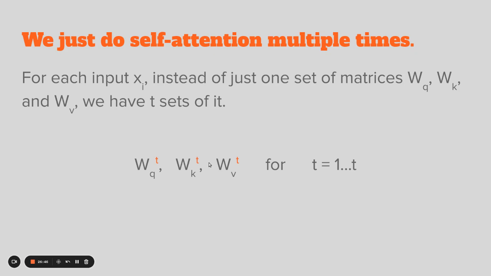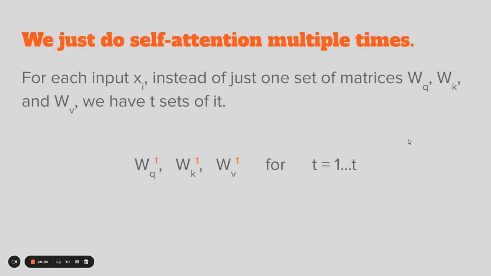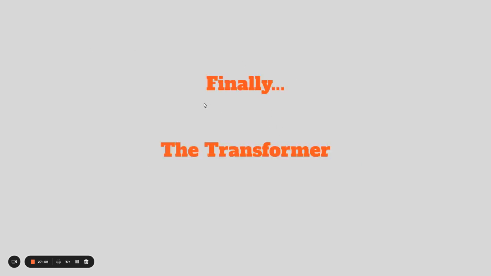In another head, maybe the second, it will look at something else. So in the first, say it focuses on Abhijit, in the second it focuses on chicken, and in the third it focuses on loves, and so on. Instead of having to focus on everything all at once, you can focus on different things in each of the heads. That's why it's called multi-headed attention. That's pretty much it. That's all the math that we're doing today.